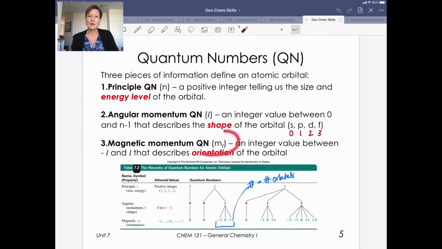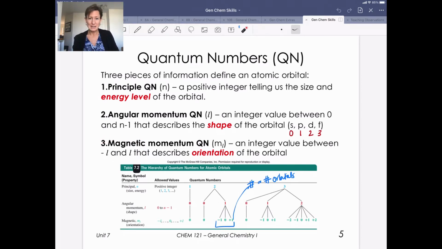Then we've got m sub l. This has to do with the orientation of the orbital. We're not going to do too much with that right now, but I do want you to understand where the allowed values are. Values for m sub l are integers between minus l and plus l, including 0.